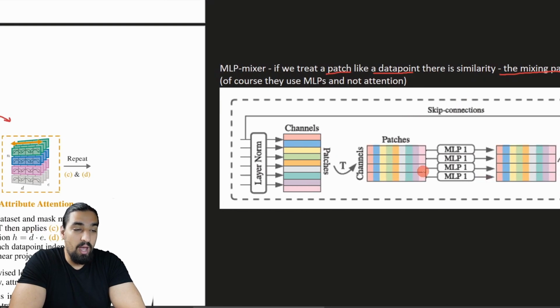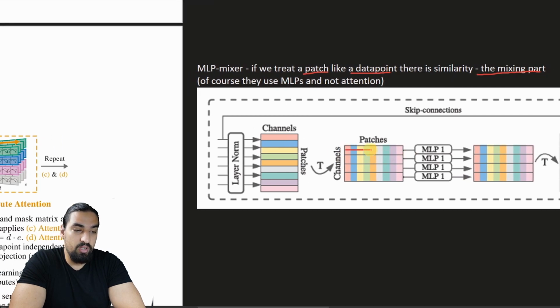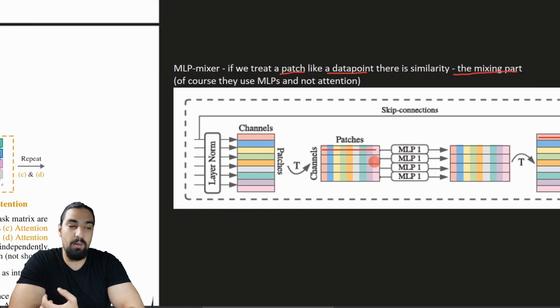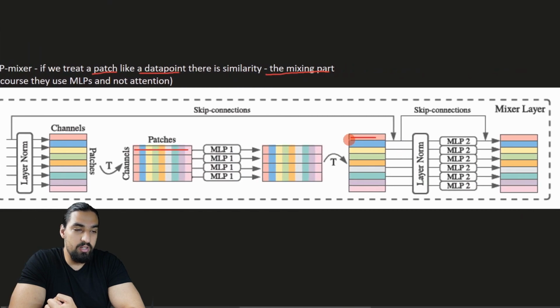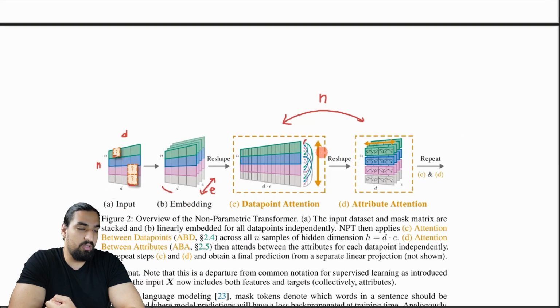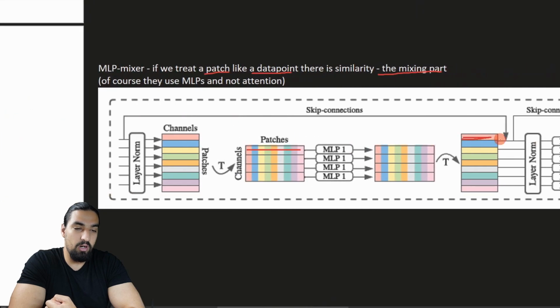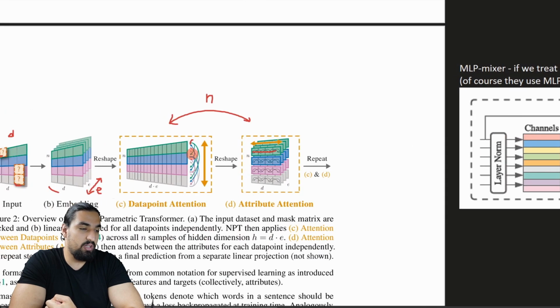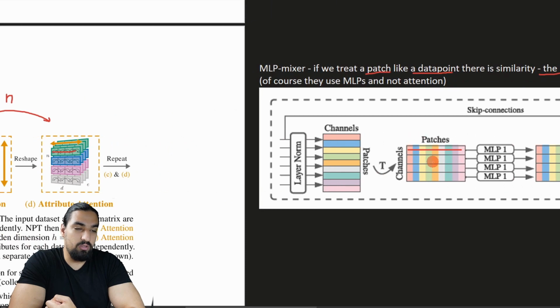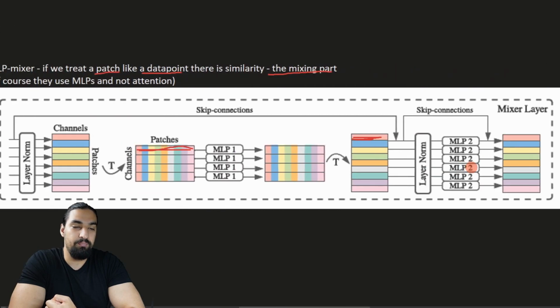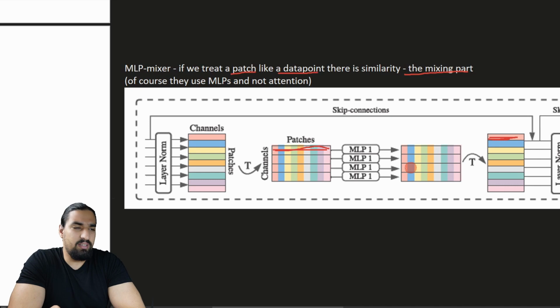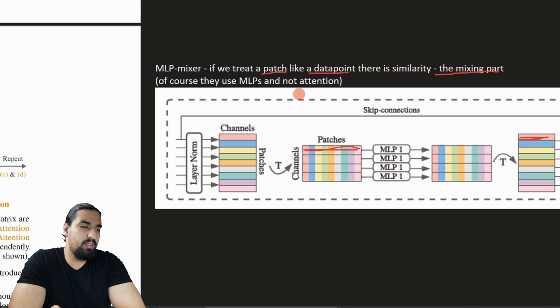So they also have the first part where they are attending over different channels, over different patches, so different data points, but the same channel. And here they have the part where they are attending the same patch but different channels. So that will correspond to different attributes here. So this corresponds to this part, and this part where they are attending over different data points corresponds to this part where they are attending over different patches. So I just thought that's a neat analogy, and other than that, they are not using attention.